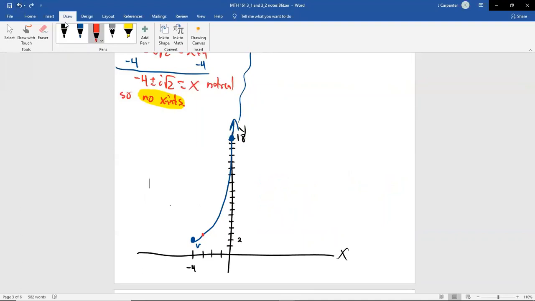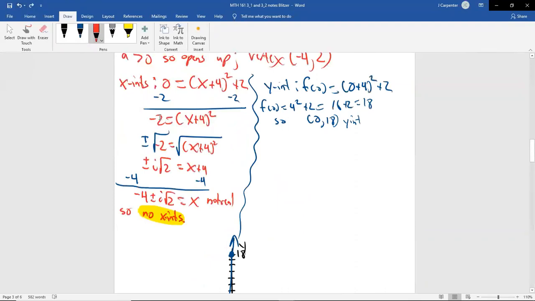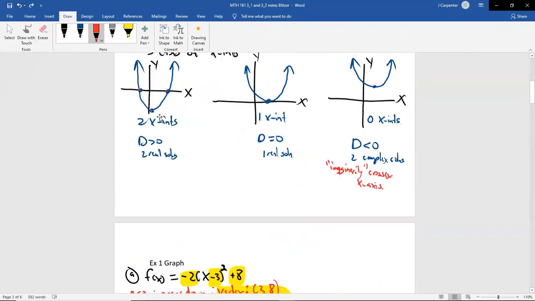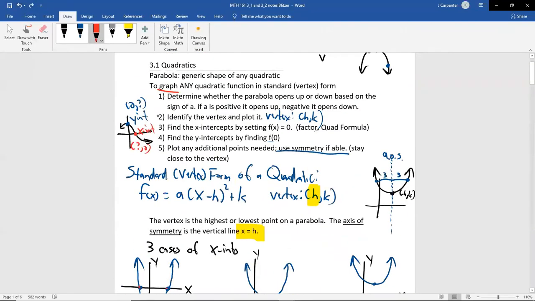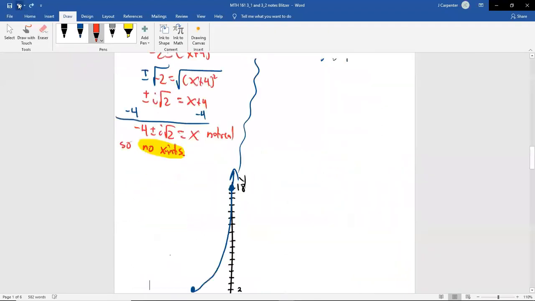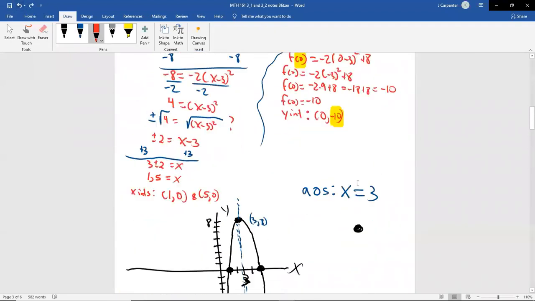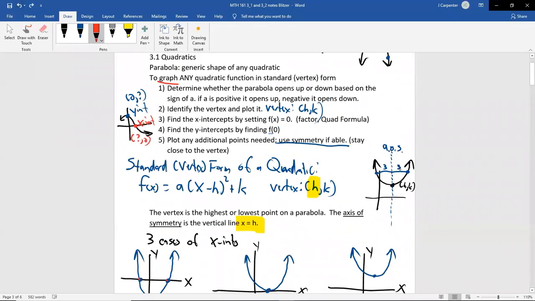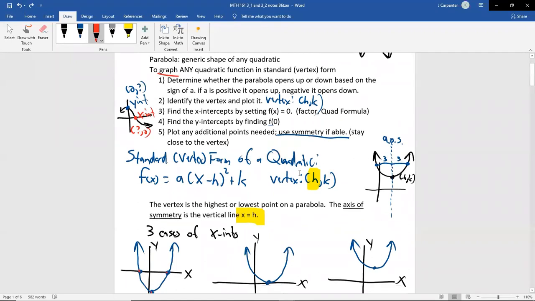I mentioned earlier in step 5, let's scroll back to the instructions. Step 5, plot any additional points as needed. You need at least 3. Use symmetry if you're able to. So I've talked about that symmetry argument. If you have a point of a certain height that's not at the vertex and it's 3 or 4 or 5 away, you can just go from that axis of symmetry that many in the other direction, and boom, you get a point.